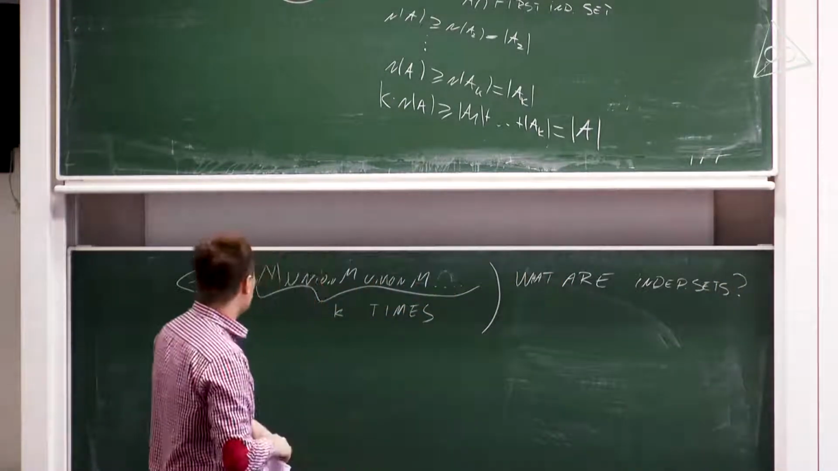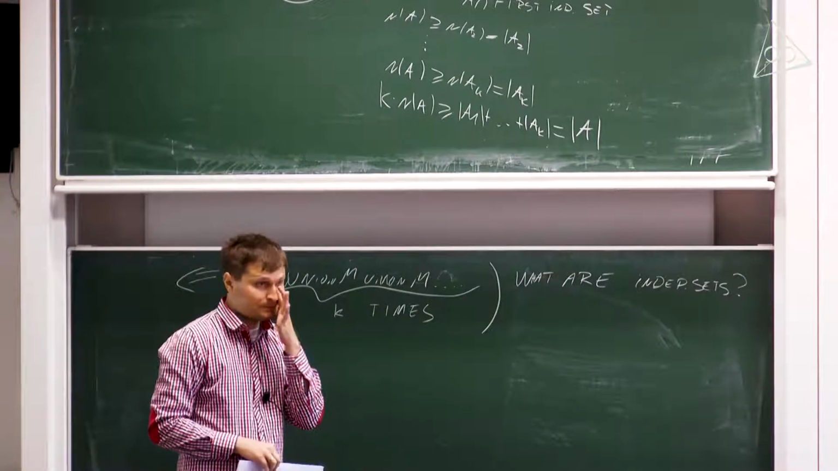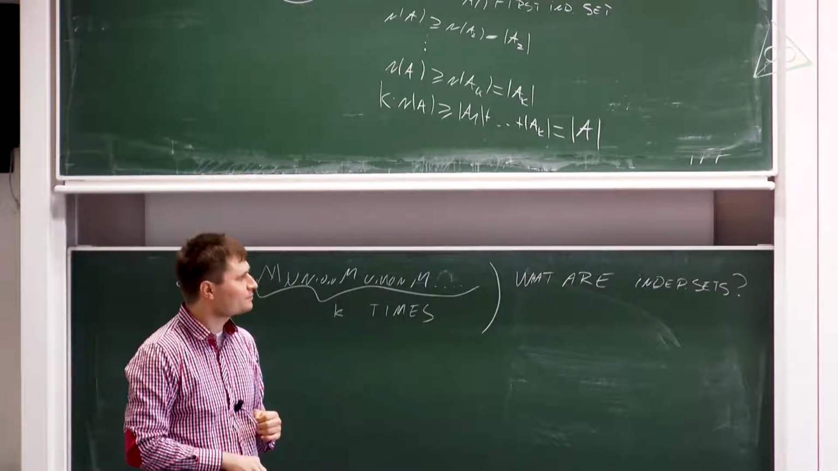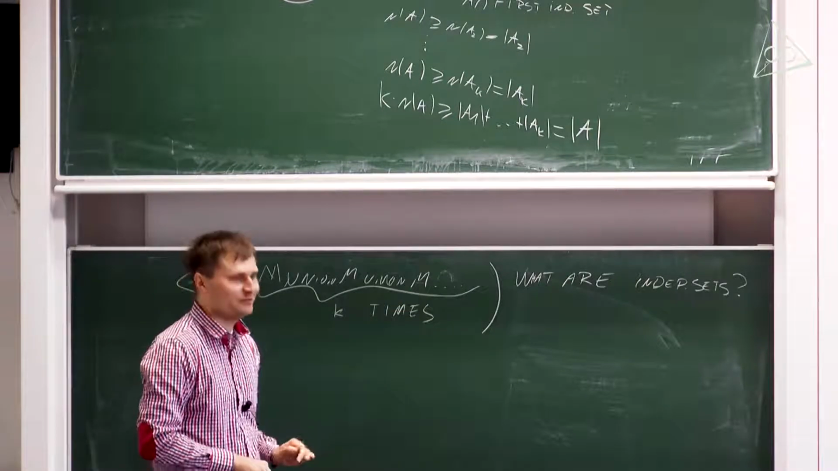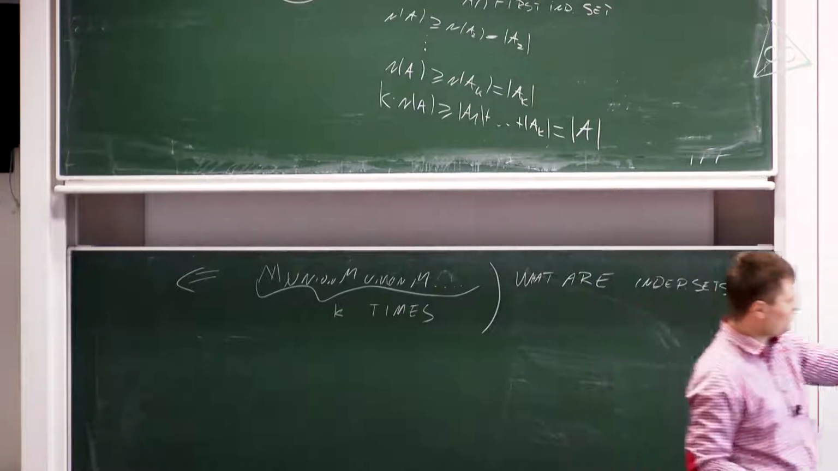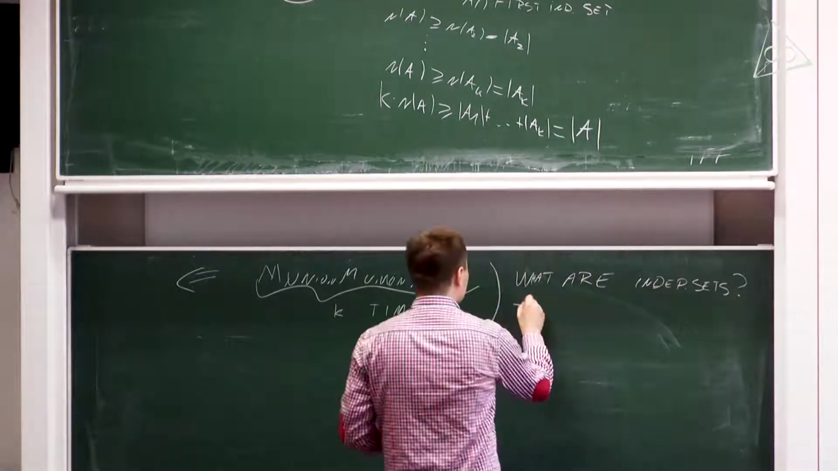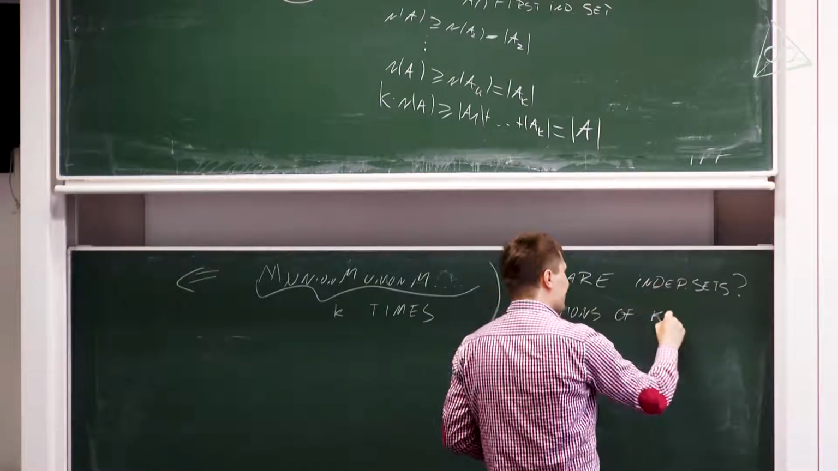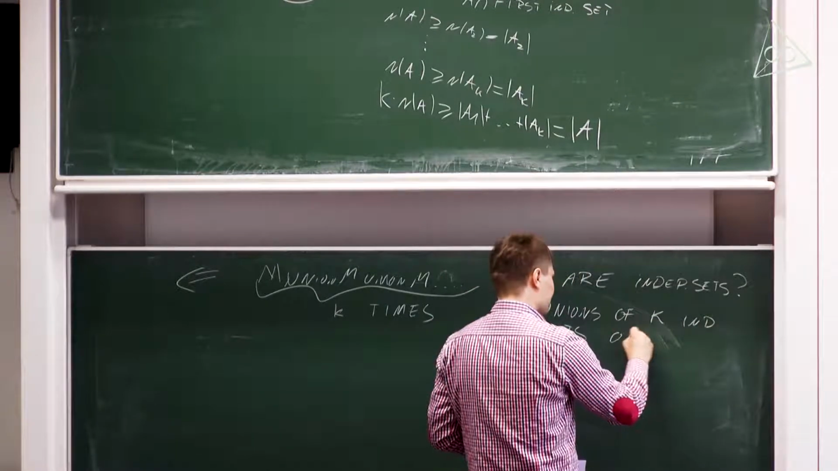By definition, what are the independent sets in M union M k times? Just restate the definition. The independent sets are unions of k independent sets. Yes? What are the independent sets? Unions of k independent sets of M.